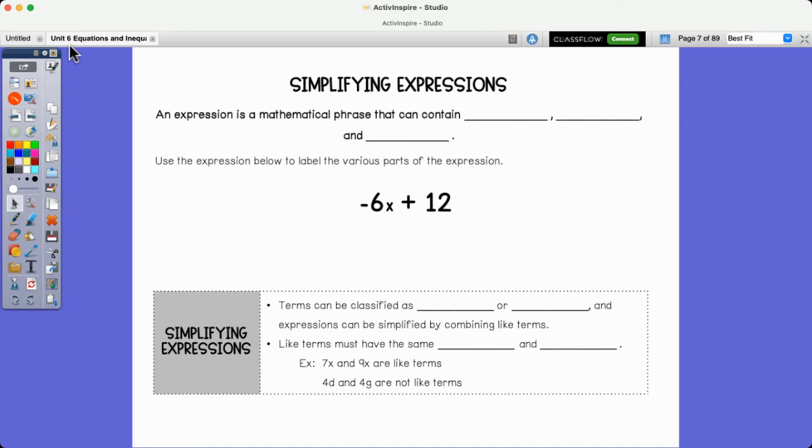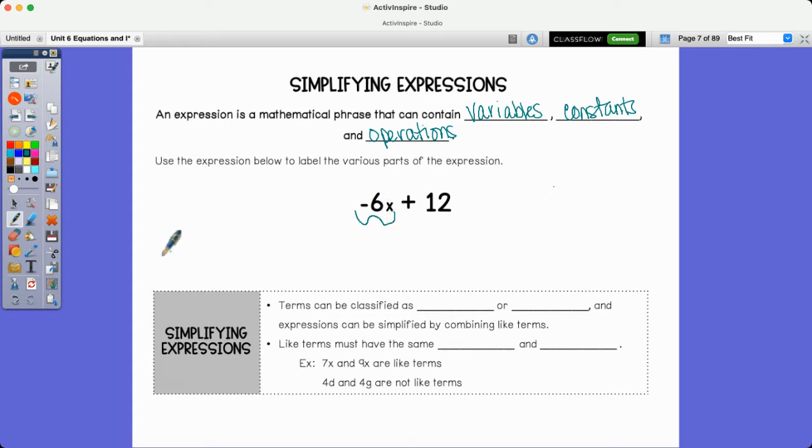Hi everyone. We are working on simplifying expressions today. Go ahead and take out your notes. You are going to need some colored pencils, so make sure you have those, and let's get started. An expression is a mathematical phrase that can contain variables. Variables are your letters, constants are your numbers, and operations. We are going to label this with various colors, so make sure you have them.